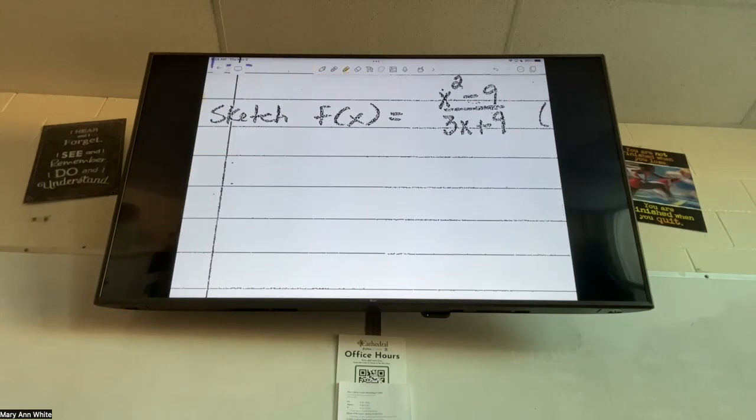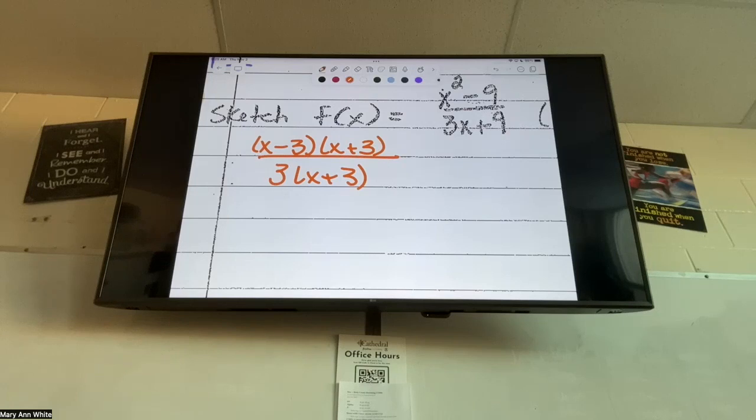What I want to do first is, if we can factor it, we're going to factor it. So first things first, let's factor that top. What's the numerator going to be? x plus 3, x minus 3. And what's the denominator going to be? 3 times x plus 3, good.